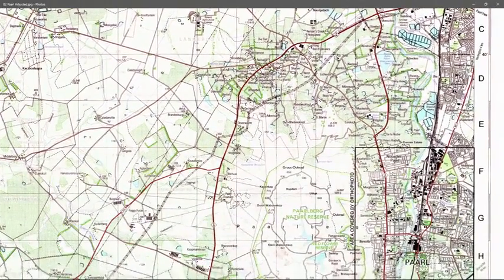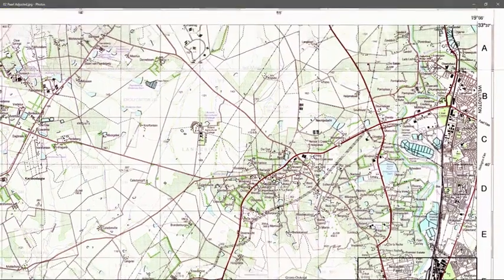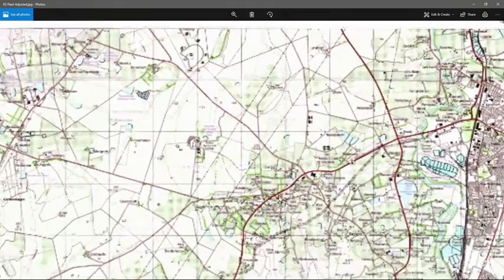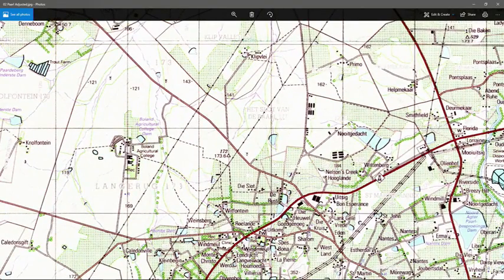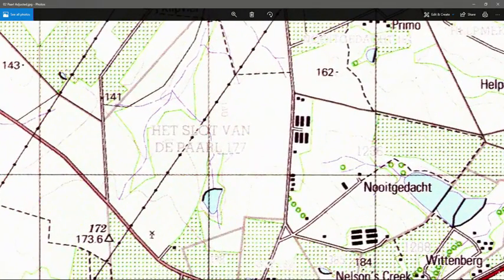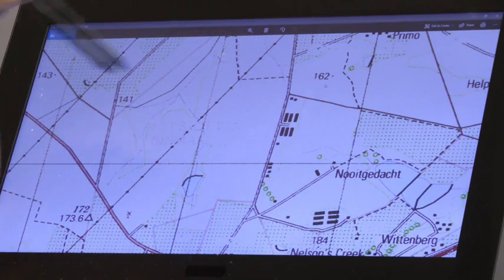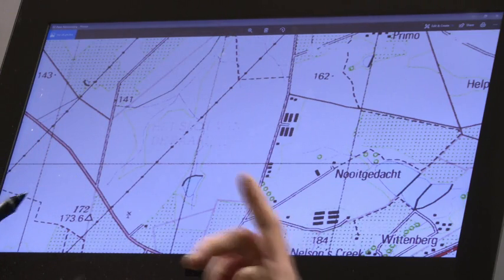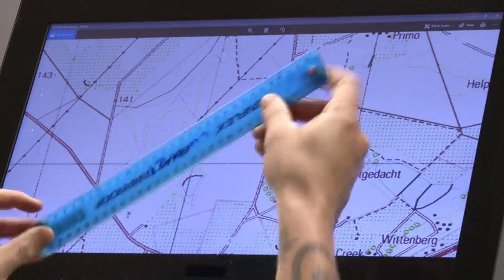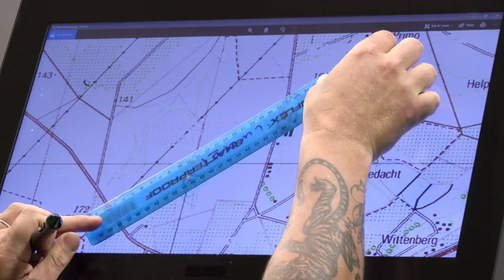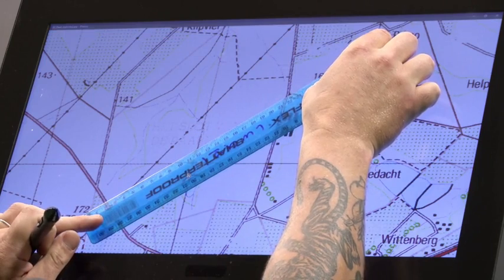Okay, let's just find B9. There's spot height 162, as you can see, situated right over there. So they asked to calculate the gradient from spot height 162 to Trig Station 172, but the height is there. Now, what do we need to do? We need to get the difference between it. And how do we get the difference? You just subtract the lowest from the highest. And to determine the distance, what do we need to do? You take your ruler, and you measure the distance between the spot height and the Trig Station.